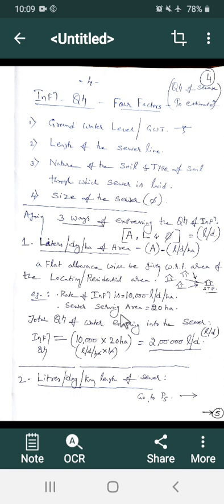Now, the sewer serves an area of how much? 20 hectares, that is very, very important. 1 hectare is equal to 100 by 100 meters, that is 10,000 square meters. That is the area. Now, the quantity of water entering into the sewer.